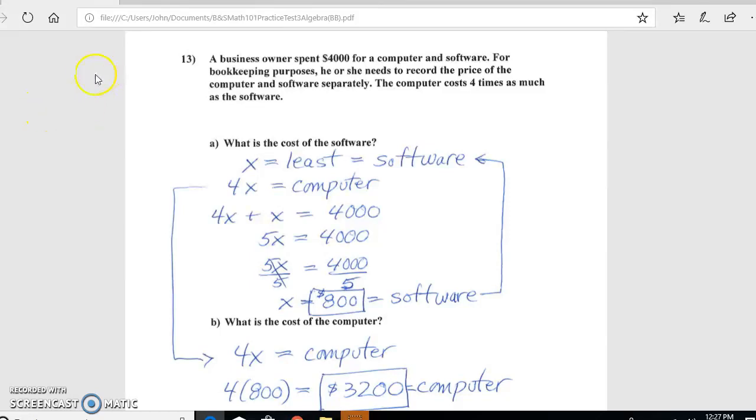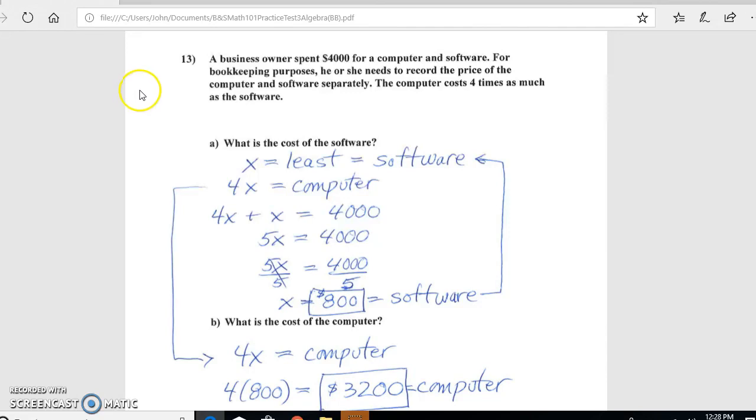This is the practice test for algebra. Here we're working on problem number 13. And the problem states, a business owner spent $4,000 for a computer and software. For bookkeeping purposes, he or she needs to record the price of the computer and software separately.